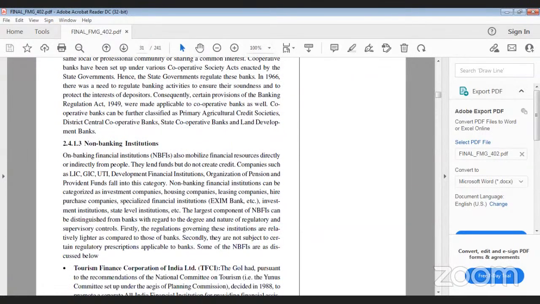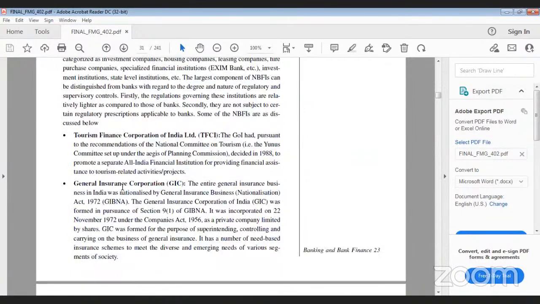Finally, with regard to regulation, these institutions are relatively lighter compared to banks, and they are not subjected to the central regulatory pressure applicable to banks. Some of the NBFIs, non-banking financial institutions, are discussed below.